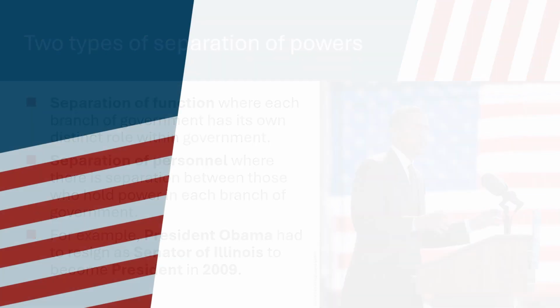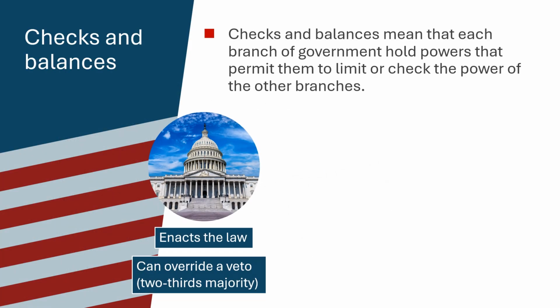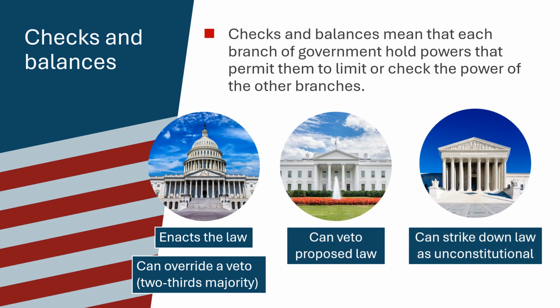Checks and balances provide an additional means of preventing tyranny and demagoguery. Checks and balances mean that each branch of government holds powers that permit them to limit or check the power of the other branches. For example, Congress has the power to enact new law. However, the President can veto proposed law, which Congress can override with a 2/3 majority. The Supreme Court can also strike down any law that is unconstitutional.